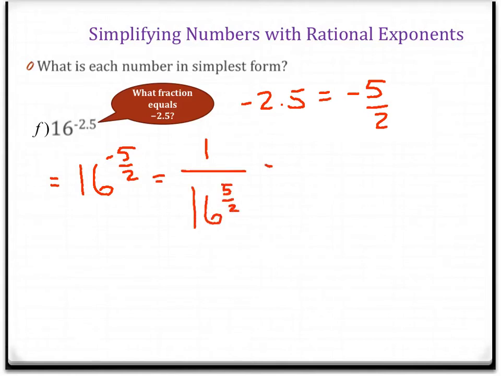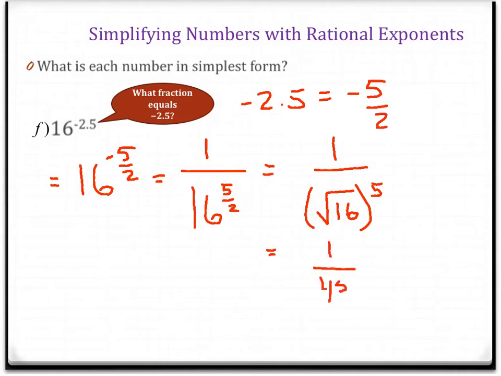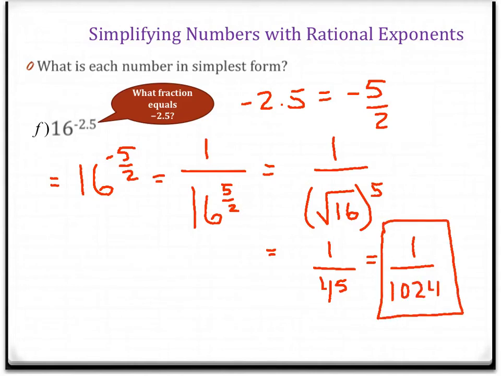Now we are just going to evaluate what this is in radical form. So that's going to be the square root of 16 to the 5th power. I wrote it this way because it's going to make my life easier. So now that's 1 over 4 to the 5th, which can simplify to 1 over 1024, and that's going to be my answer in simplest form.